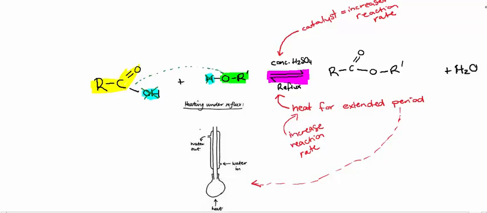You can see we've got water coming in the bottom and out the top. That keeps the condenser cool. So as our vapours travel up and come into contact with the cool surface of the condenser, they condense back into a liquid and return to the reaction flask. So ultimately we're preventing the escape of vapours of either the reactants and the products, which will help increase our yield.